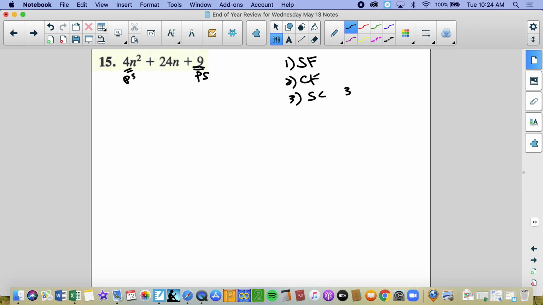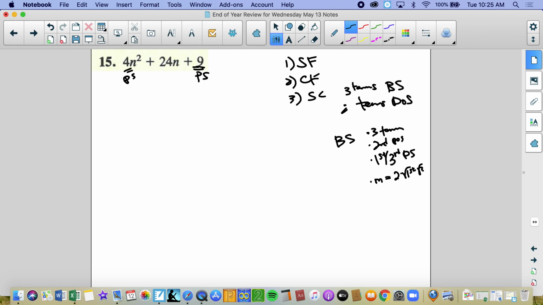Well, since it's three terms, that's always a binomial square candidate. Two terms is always dead on the street. So since it's three terms, we're going to check for binomial square. A binomial square has four things. It has three terms, second sign positive. That's good. Are the first and third perfect squares? Yes. And then is the middle equal to 2 times the square root of the first times the square root of the third?